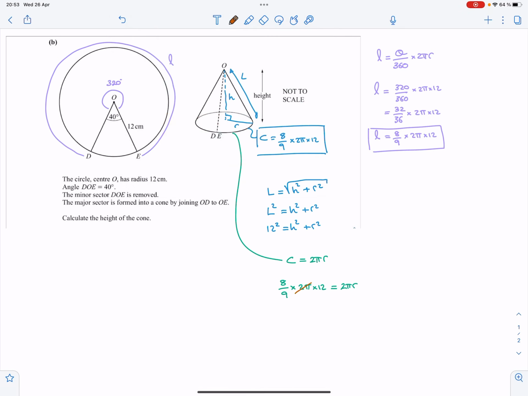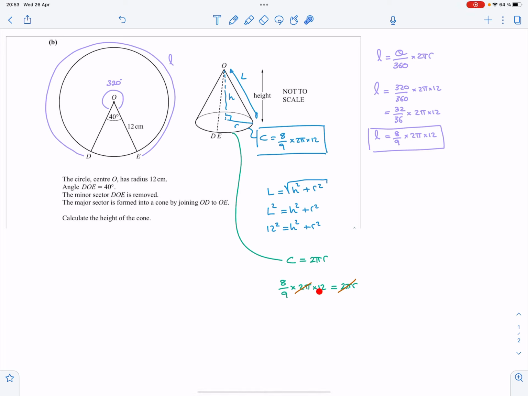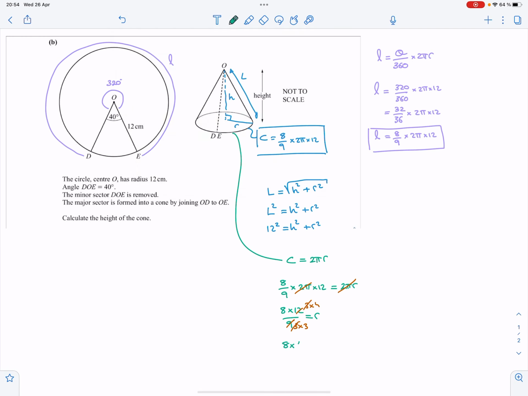I'll cross out these 2 pi's. And now let's try and simplify this a bit. On the left-hand side, what do we get? We have 8 over 9 times 12. Well, I'll start by writing that as 8 times 12 over 9, and that's equal to r. Now, this fraction can be simplified a bit, right? 12 and 9 have a common factor of 3. In fact, I'll write that: 9 is 3 times 3, and 12 is 3 times 4. And so crossing out one of those 3's, we're left with 4 and 3 there. So this fraction turns into 8 times 4 over 3, and that's equal to r.